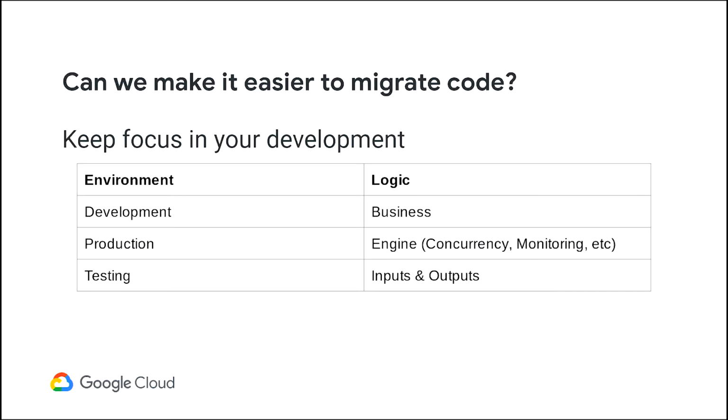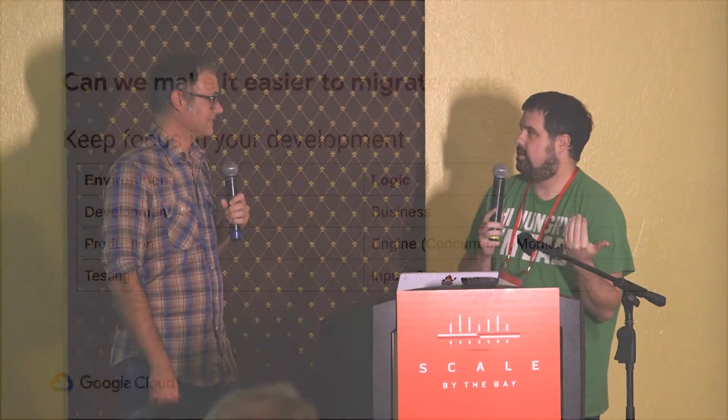Well, I think we need to focus our logic, right? When I'm in development, what do I care about? Just the logic. The business domain. Right. But when I'm going to production, all I care about is moving JSON from A to B. That's what I care about.